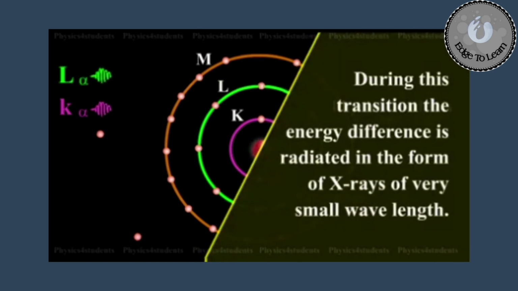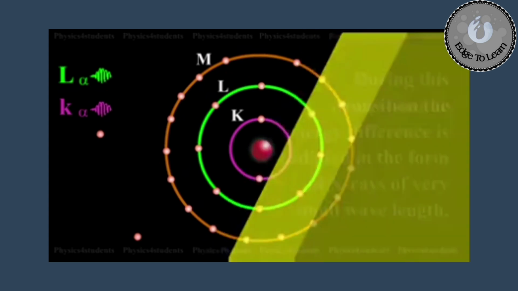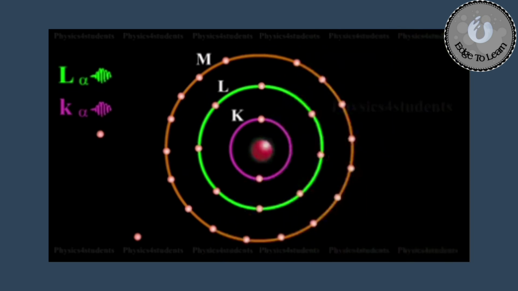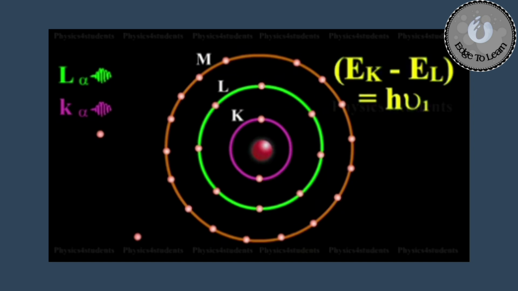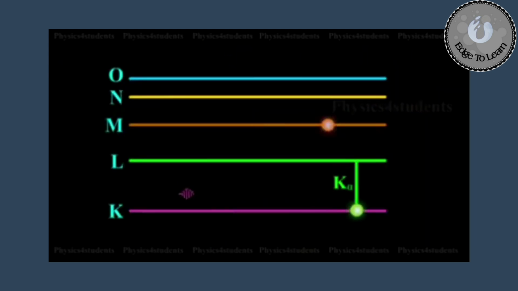During this transition, the energy difference is radiated in the form of X-rays of a very small wavelength. This corresponds to the K-alpha line of the series. The frequency nu1 of this line is given by the relation Ek minus El is equal to h nu1. Suppose the electron from M shell jumps to the K shell, it gives out K beta line and so on.